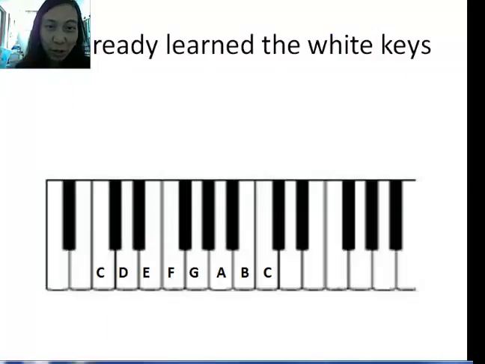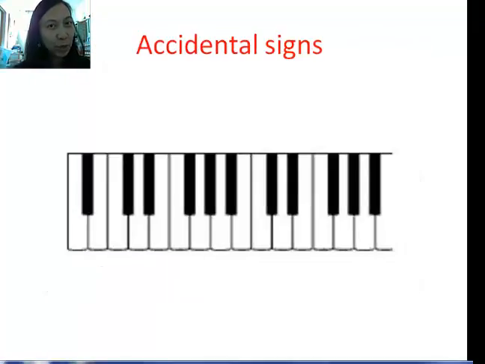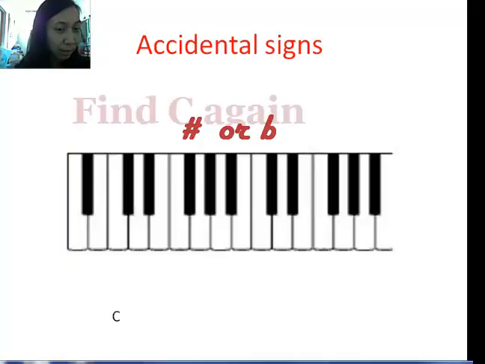We already learned all the white keys' names, as you can see. So how would we represent those black keys? Well, we call them accidental signs. They look like that tic-tac-toe sign and a B sign that you've seen before. So where's C again? Can you find them?